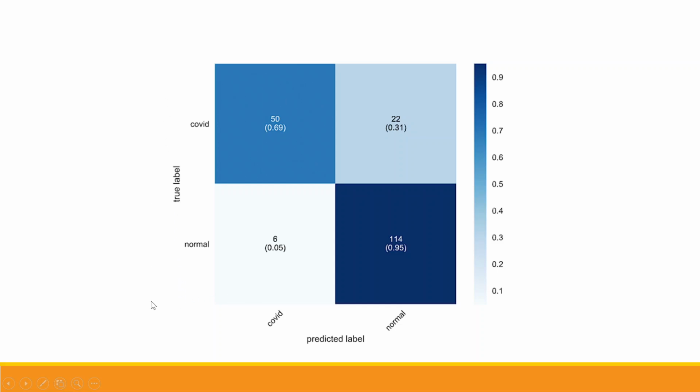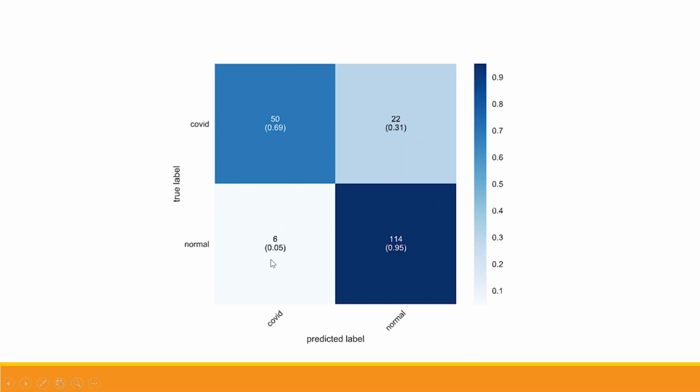On the y-axis, we have the true label. On the x-axis, the predicted label. So let's talk about these 50 cases. Here, in these 50 cases, the person had COVID, and according to the model, the prediction is yes, the person has COVID. So this is a correct classification. The person is normal, and according to the model, the prediction is that the person is normal. So this is also a correct classification. So 114 plus 50, 164, are correctly classified cases.